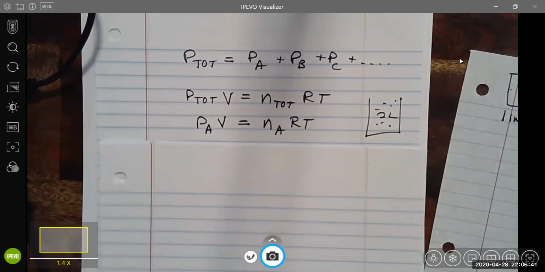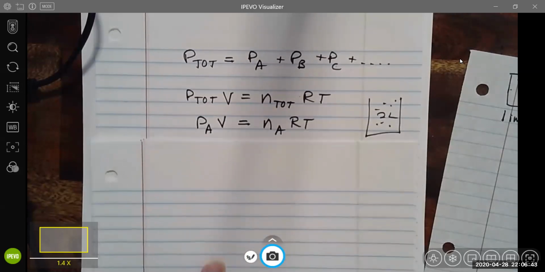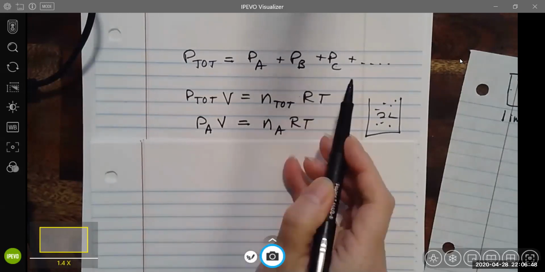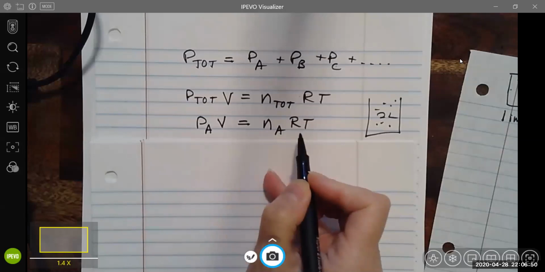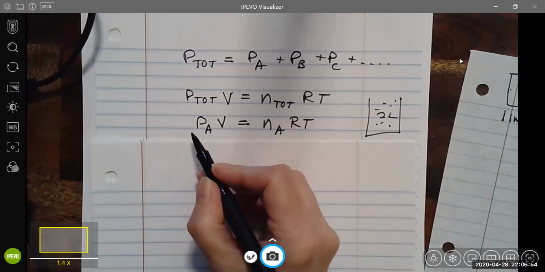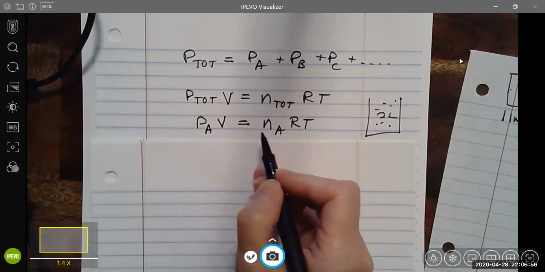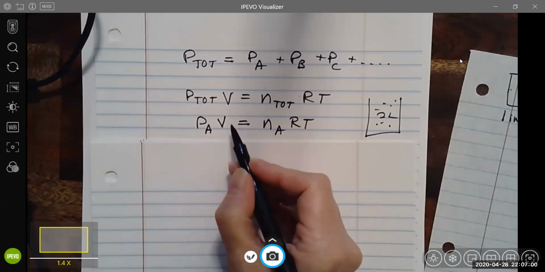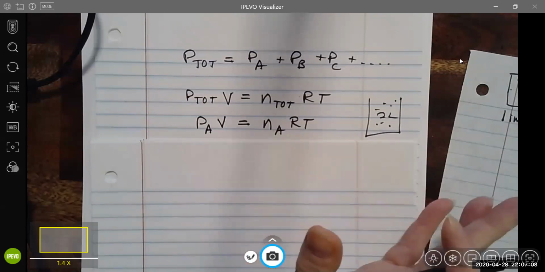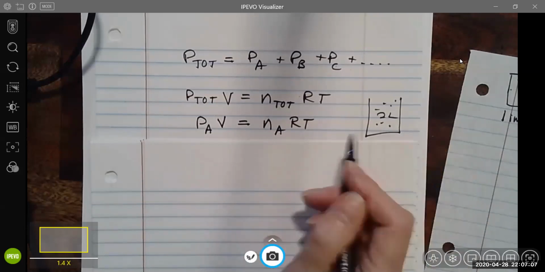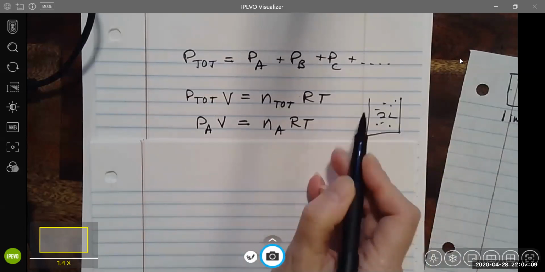Also, each individual gas will have its own ideal gas law. We're using gas A here, but it could have been B or C. They will all follow the ideal gas law individually. So the partial pressure of A times the volume equals the moles of A times RT. Now you notice there's no volume of A here. It took me a little while as a student to remember that. That's because the volume of a gas is the volume of the container it's in.